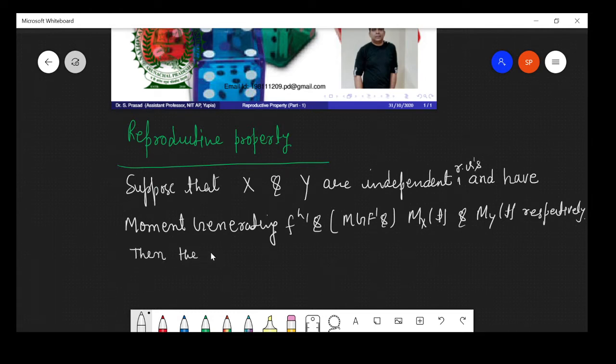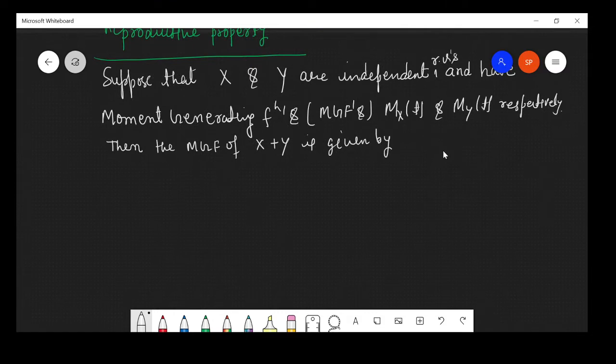Then the moment generating function of X plus Y is given by the following. Before that, we know that if X is any random variable, the moment generating function M_X(t) is the expectation of e to the power tX, and depending on whether the random variable is continuous or discrete, we compute it accordingly.